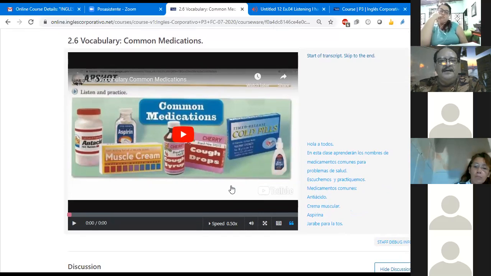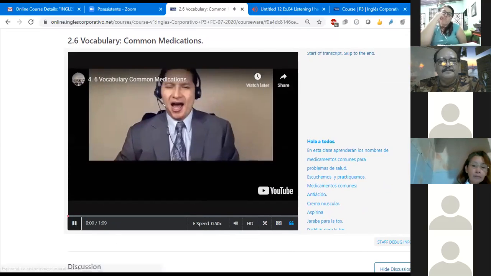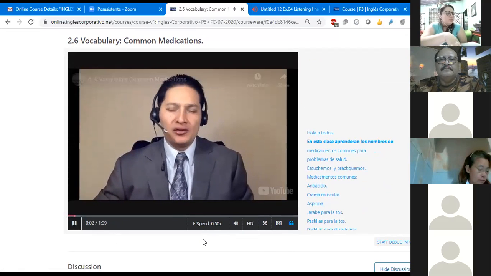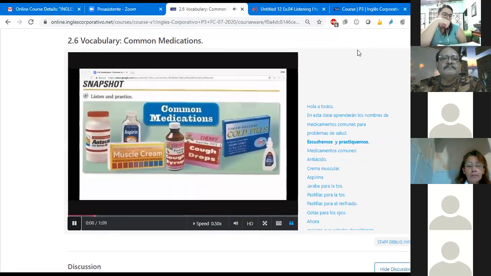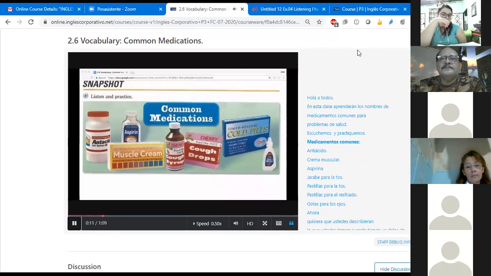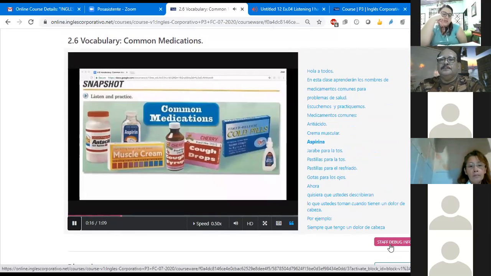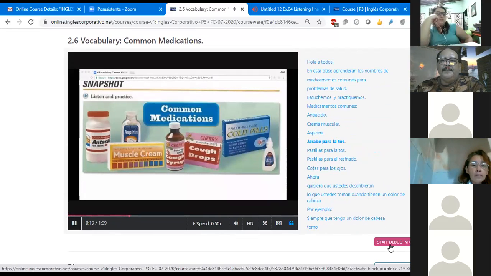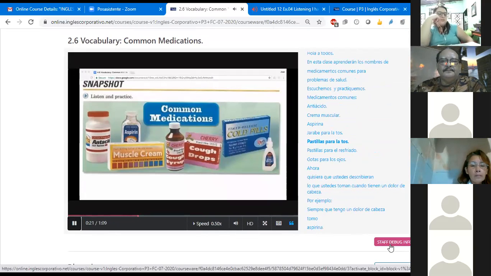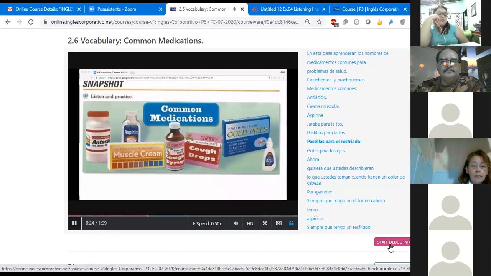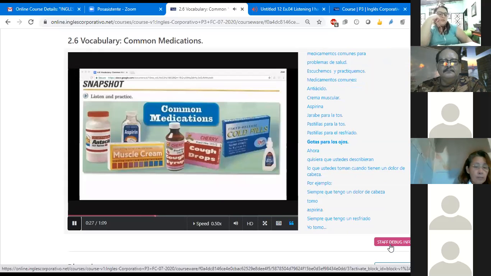Here you have some cough drops, some common medications. Hi everyone, in this class you'll learn the names of common medications for health problems. Let's listen and practice. Common medications: antacid, muscle cream, aspirin, cough syrup, cough drops, cold pills, eye drops.